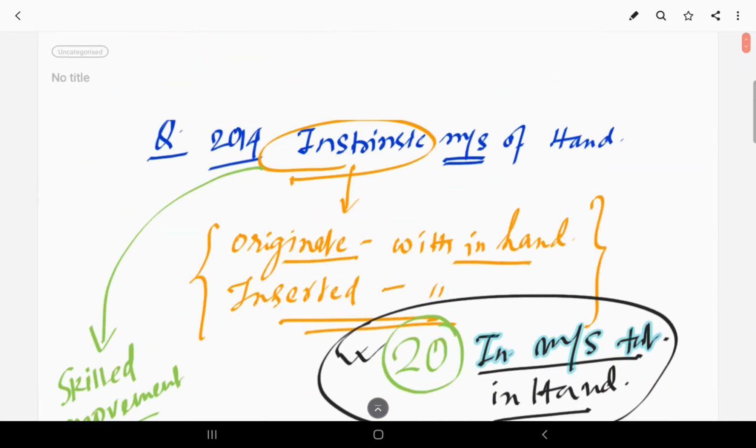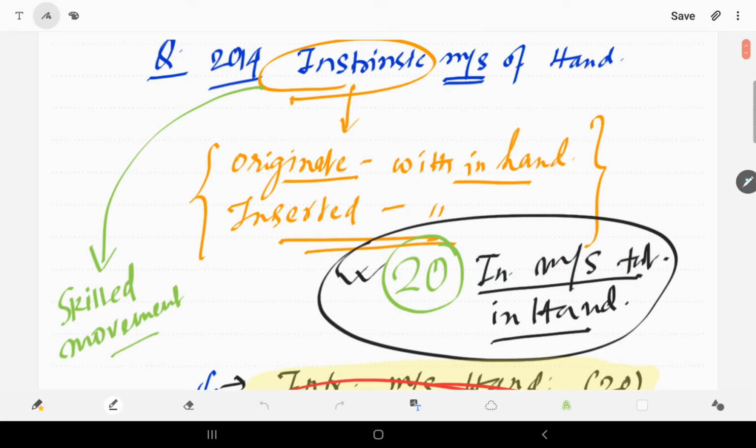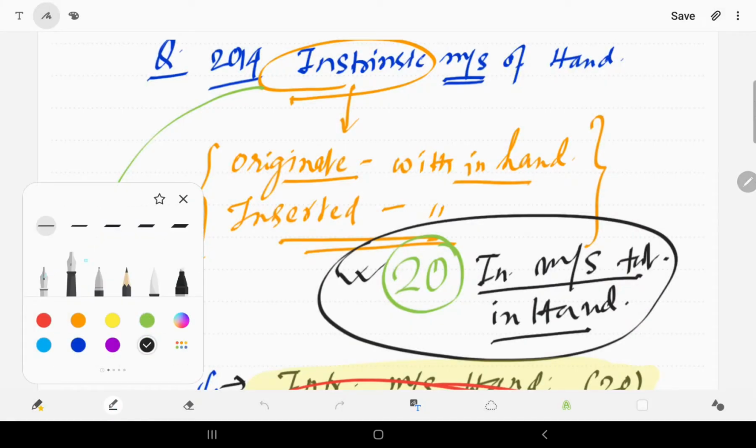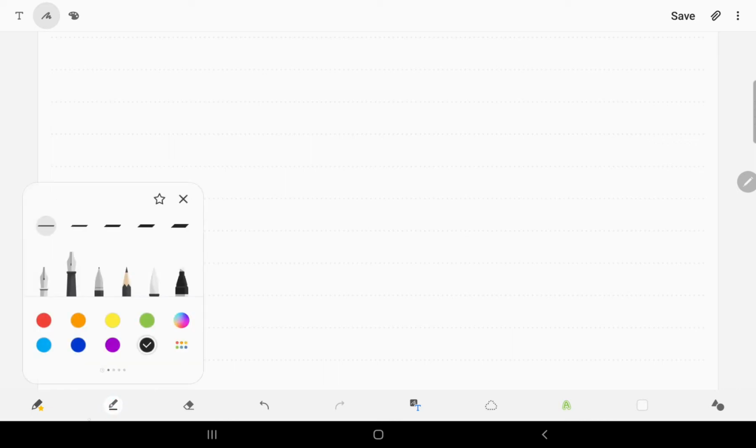Now let's start from the beginning. First I'm going to erase all the things. So for this purpose, the thenar and hypothenar muscles, their insertion and their origin.